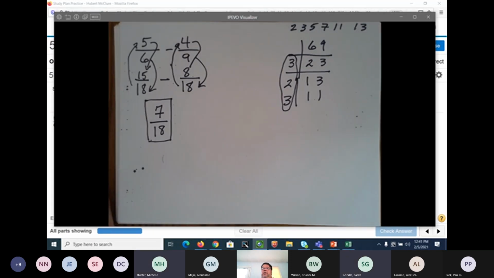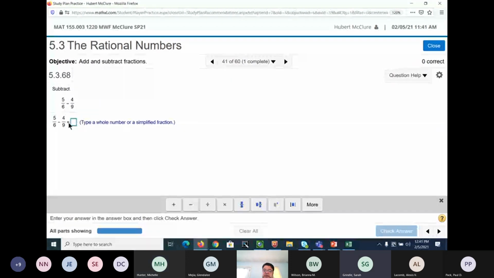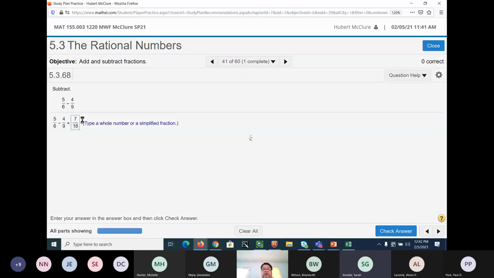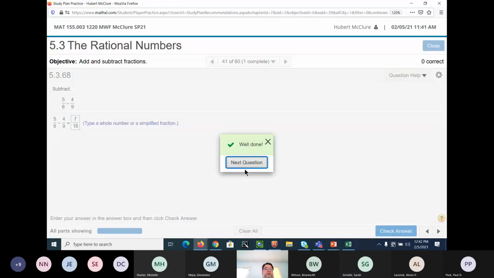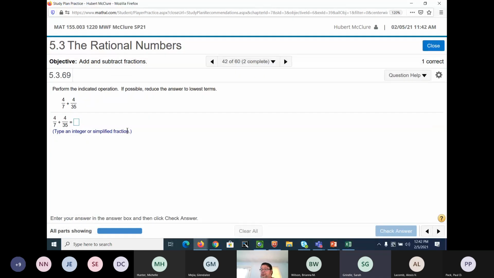All right. So we just did this problem. This is the first problem we did, Miss Hunter. So I'm going to go to the next problem. What do we get? 7 over 18? 7 divided by 18. Let's see if we feel good about ourselves. Yes, we do. All right, let's do another one. Now this one's going to be pretty easy because 7 is prime.